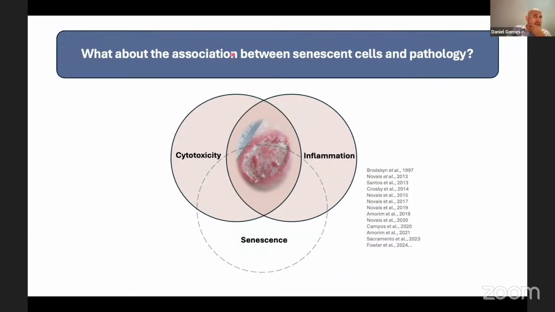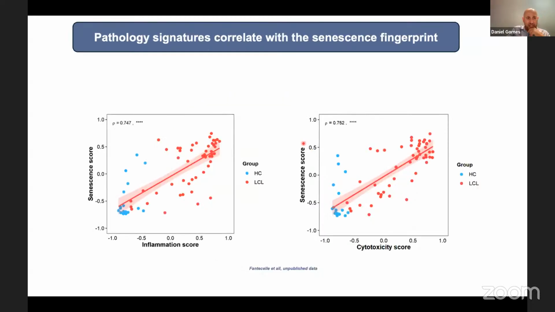So cytotoxicity and inflammation are, so far, the main signatures linked with the pathology of the disease. So one thing that we decided and tested was to associate the senescent features with those ones, trying to see how senescence could be linked with the cytotoxicity and inflammation. Just to let you know, the senescence score positively correlated with the inflammation score and with the cytotoxic score as well. So this suggested that they could be linked.